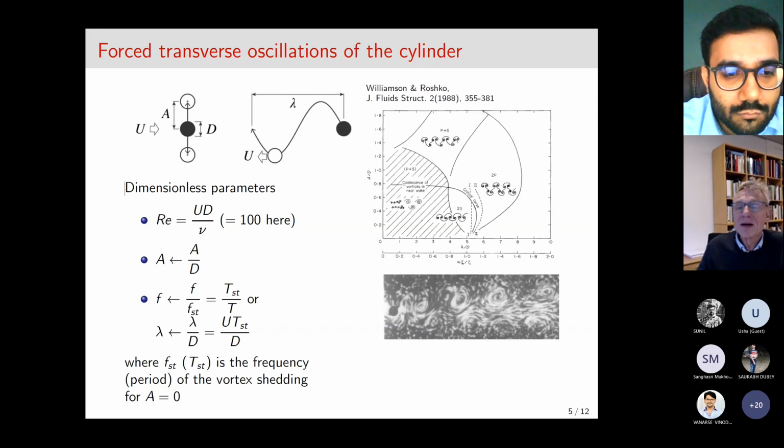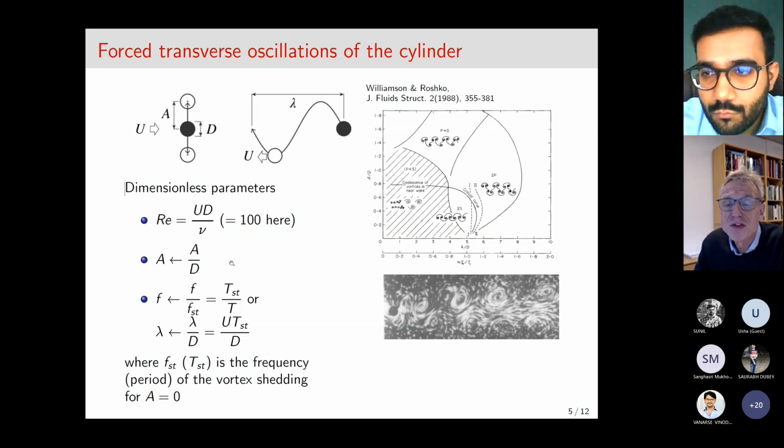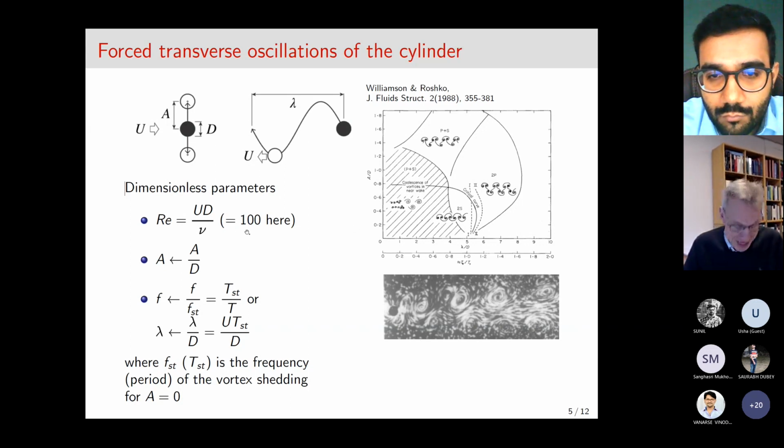And there is a very famous paper by Williamson and Roshko where they do an experimental study of this problem. And they have also fixed the Reynolds number. Actually, it turns out that in this rather low Reynolds number range, things are not that sensitive to variations in the Reynolds number. But here you have then the two parameters. On this axis here, you have the wavelength or the frequency of the oscillation of the cylinder, and up here you have the amplitude of the oscillations.